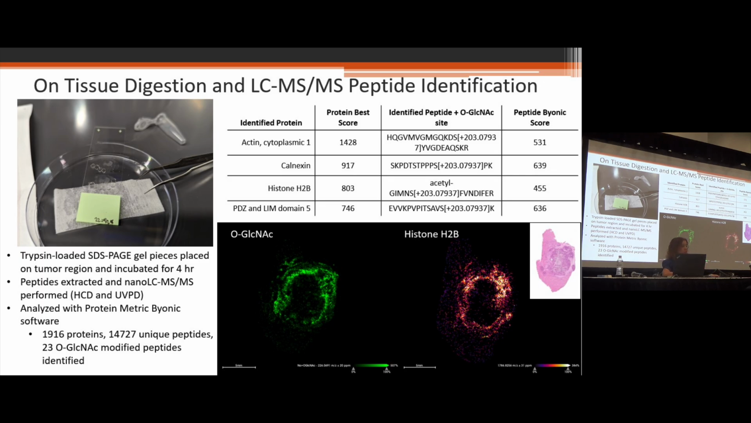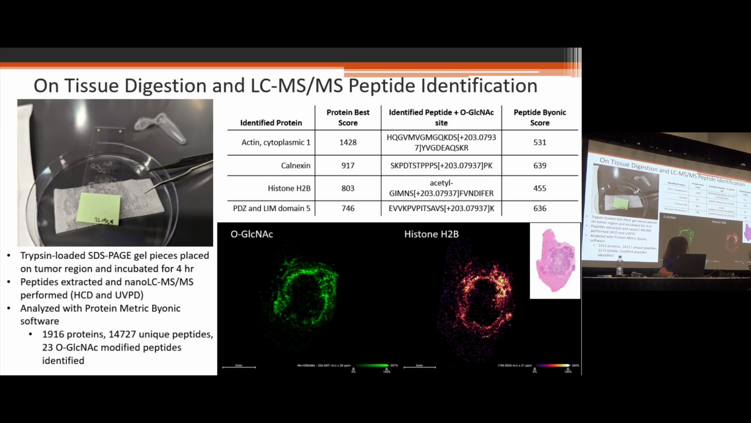We did an on-tissue digestion using little punched out pieces of SDS-PAGE gel that we loaded with trypsin and placed on specific areas of interest on the tissue. So we could target the tumor, necrosis, or normal liver. After 4 hours of incubation and digestion, the peptides migrated into the gel as the digestion happened. We extracted the peptides and did nano LC-MS/MS to identify some of the proteins that carried this O-GlcNAc modification.